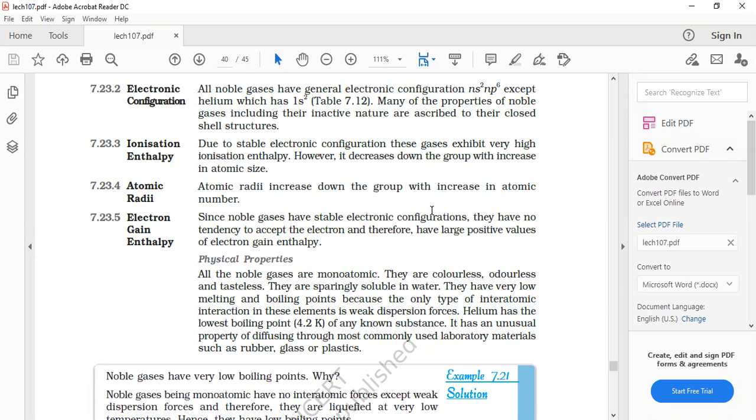Next one is electron gain enthalpy. Now see, noble gases have a stable electronic configuration, so they have no tendency to accept any electron. If we want to add an electron to group 18, then more energy has to be applied. Instead of an exothermic reaction, an endothermic reaction must take place.